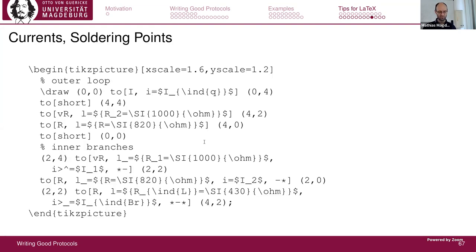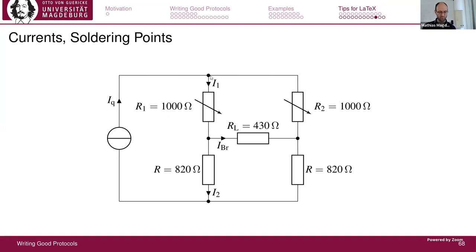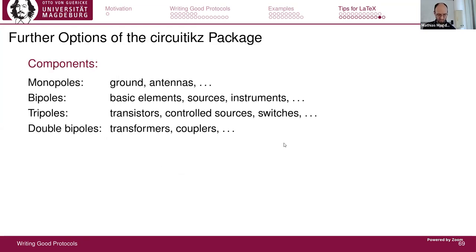And then the next step is what I do here and here, for example. At the beginning and the end of the line, these inner branches, I add the soldering dots. So this statement will add this dot here, and the next one will add the dot here, and the last one would add at the beginning and end of this line these soldering dots.